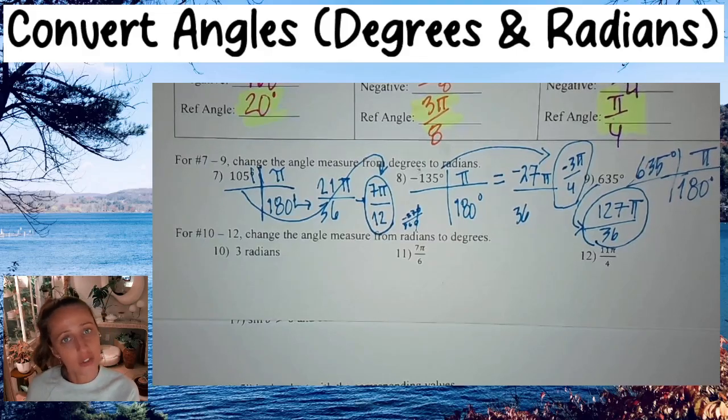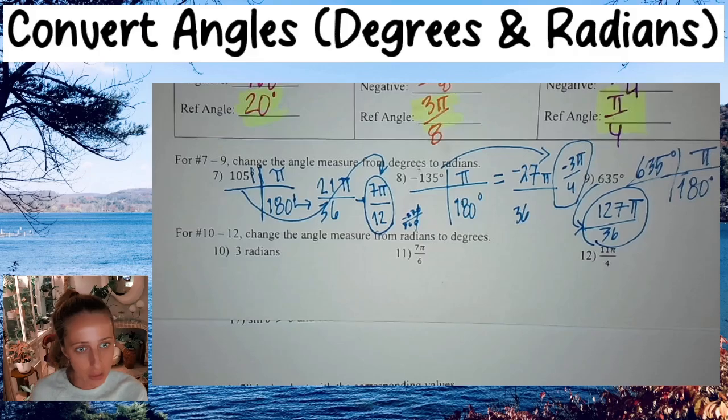Hi everybody, in this video we are going to convert the three angles you see on your screen right now, 3 radians, 7 pi over 6, and 11 pi over 4 from radians to degrees. In the last video I did the 3 examples that are right above.